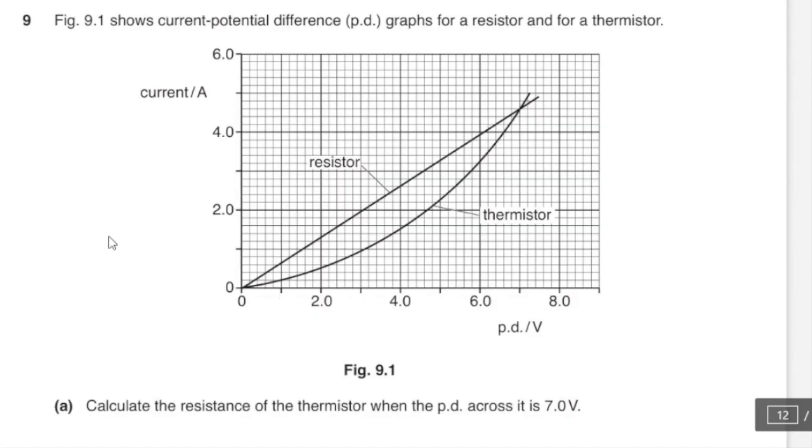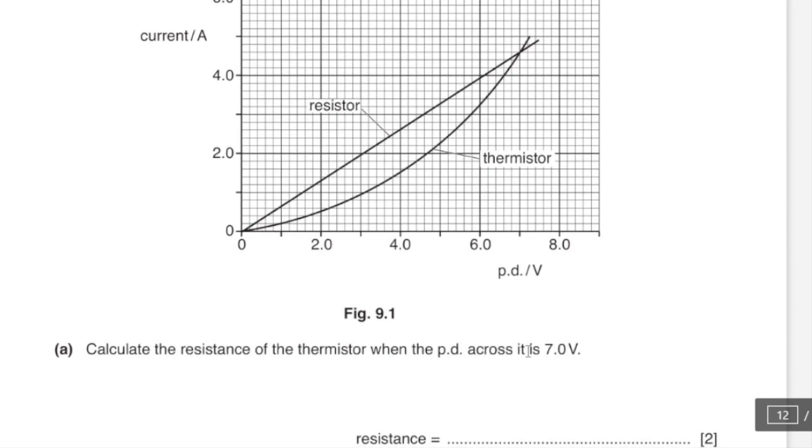Question number 9. Figure 9.1 shows current potential difference graphs for a resistor and for a thermistor. Calculate the resistance of the thermistor when potential difference across it is 7 volts. Alright, so here we have the graph of the thermistor and the potential difference is given as 7 volts. And so we can trace it back to the y-axis of the graph, and this is equal to 4.6 amperes.